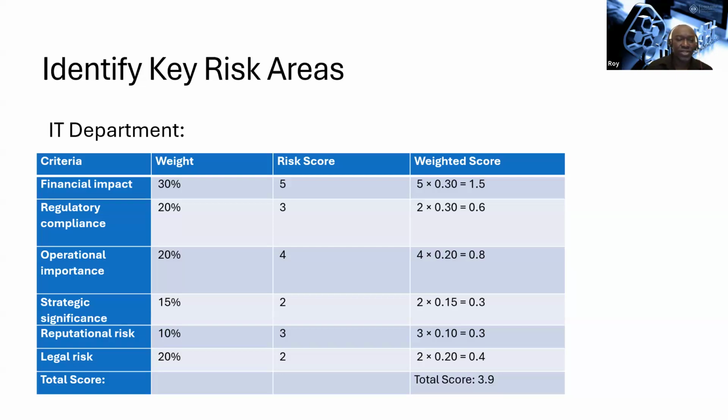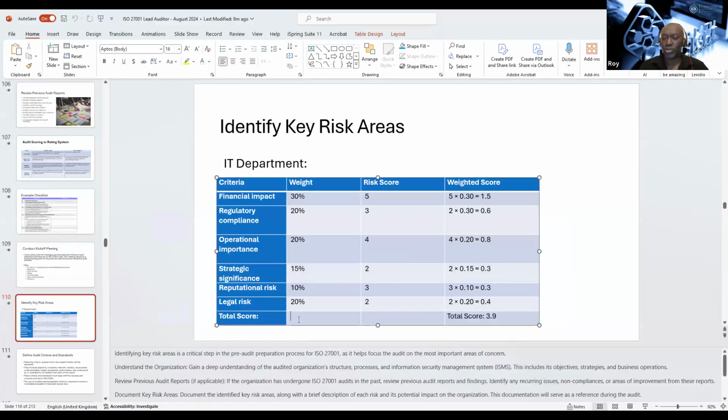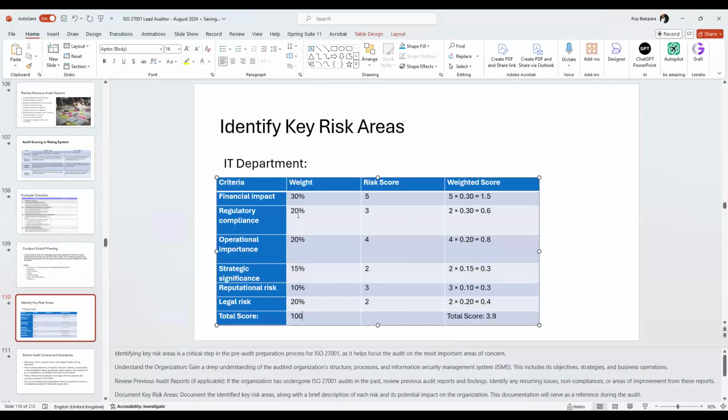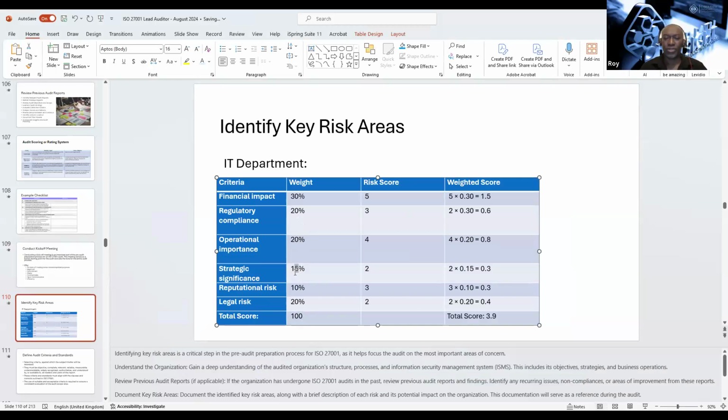This is 50, 70. It isn't 100, so this is wrong. It has to be corrected. It must equal 100. 105. Aha, so there's something wrong there. Strategic should be 10. Aha, it should be 10 for IT. And if it's 10, then this is 0.2. And if it's 0.2, then this is 3.8.